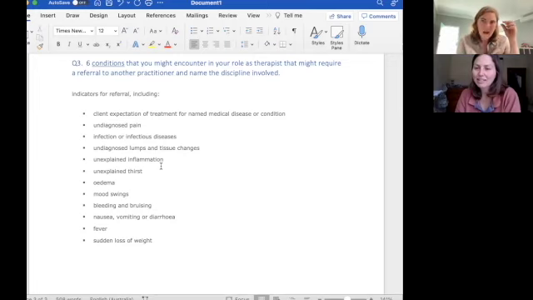So undiagnosed pain means pain that should have been diagnosed that hasn't been. And what the rules are, it's a bit nebulous, but what we have to be aware of is what we don't know. That's the big thing.